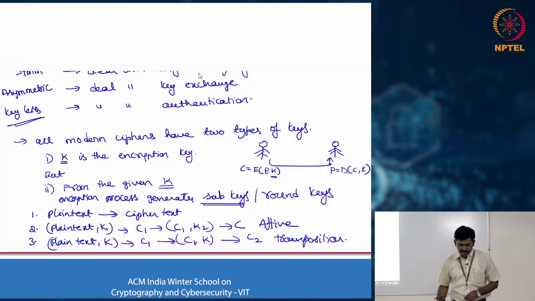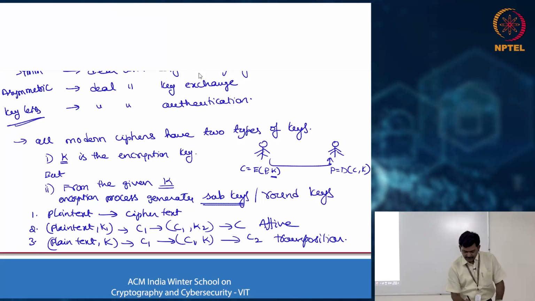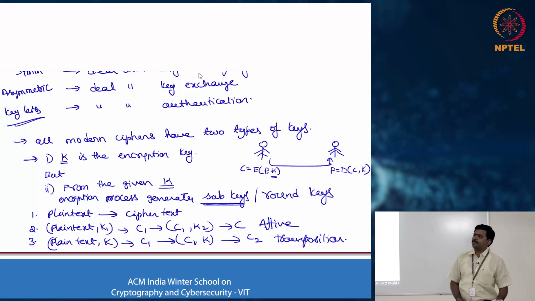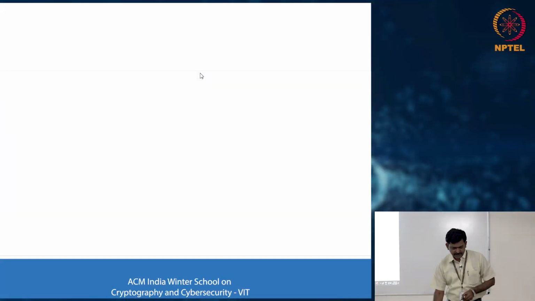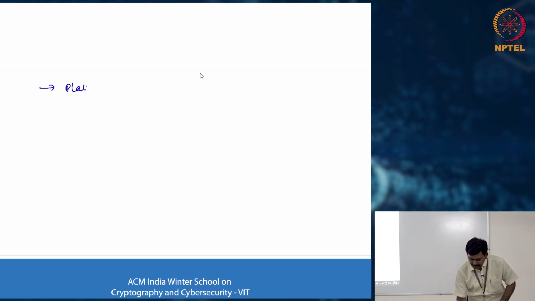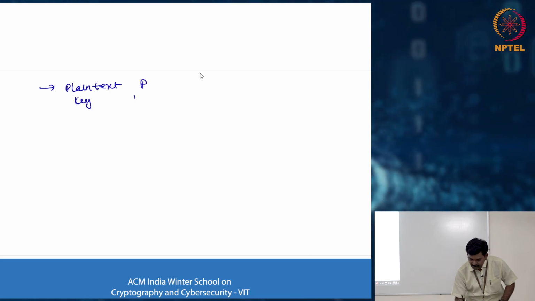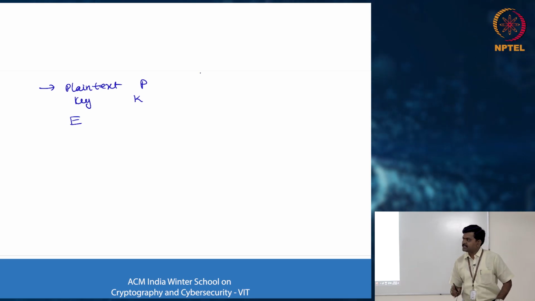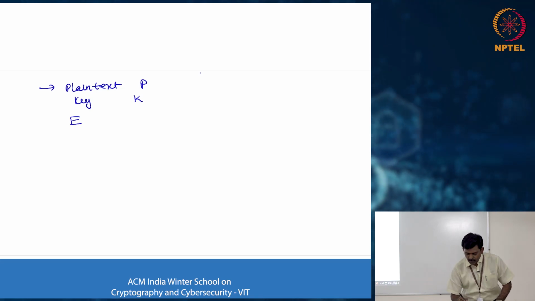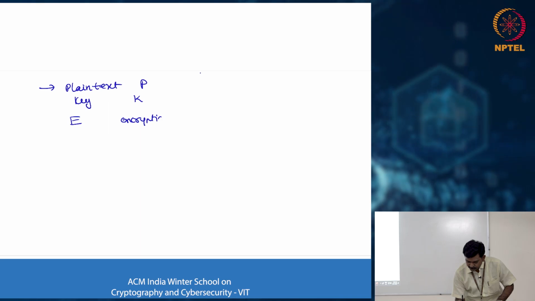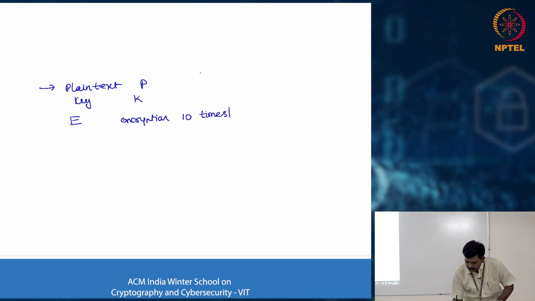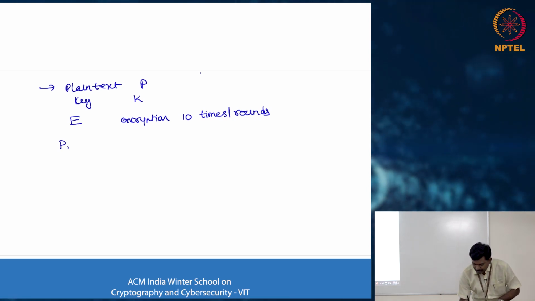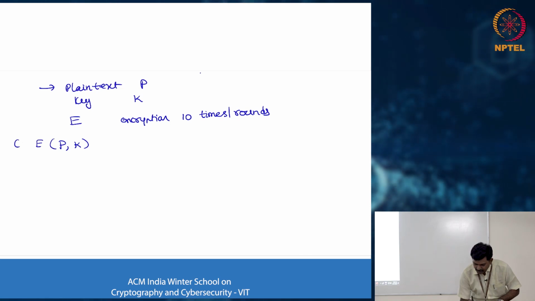Now coming back to the current discussion about the keys. I am giving only 1 key, but from that I am producing subkeys. Why am I producing subkeys? The reason is simple. I take the plain text P, I take the key K, and I have to perform encryption. This encryption I will not do only once, I repeat it, say 10 times or 10 rounds. That means I take my plain text P, apply K, E to get the ciphertext.